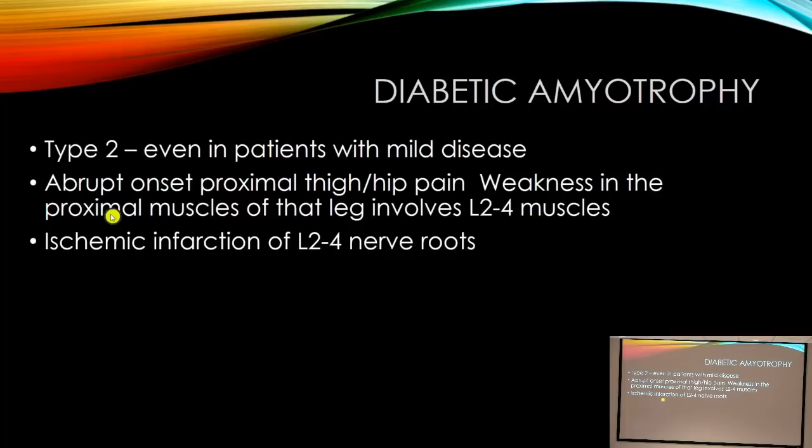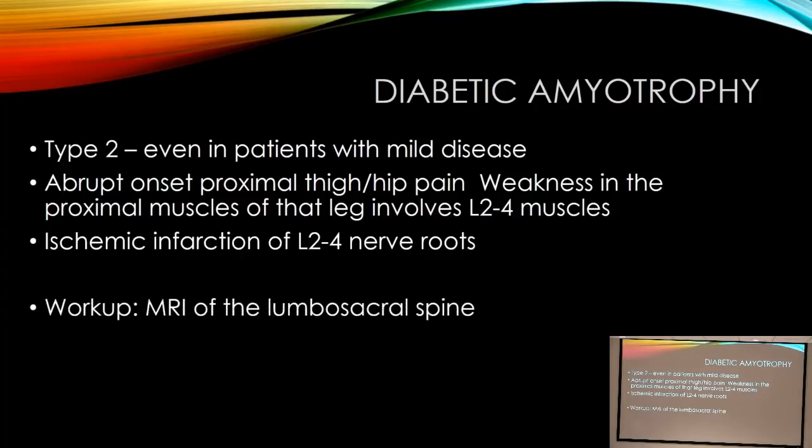And so the patient has fairly abrupt onset, usually pain in the thigh and the hip area. They have weakness in proximal muscles because, remember, L2-3-4 nerve roots supply mainly muscles above the knee, so it's proximal weakness. All right, and so we think the patient has a radiculopathy. We send them off for an MRI scan, and it's pretty unremarkable.